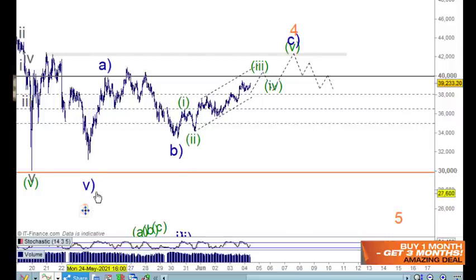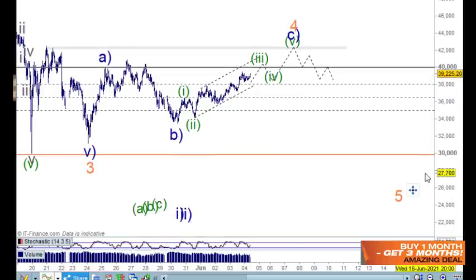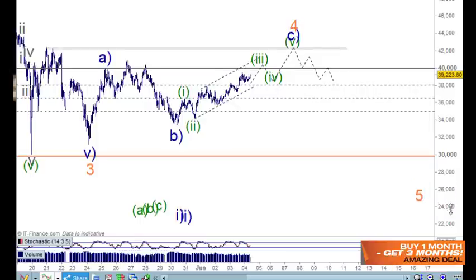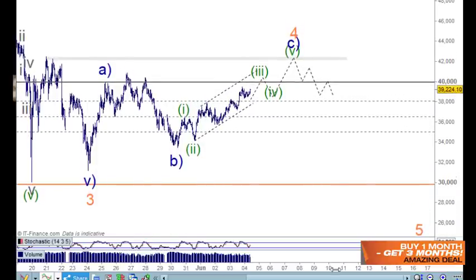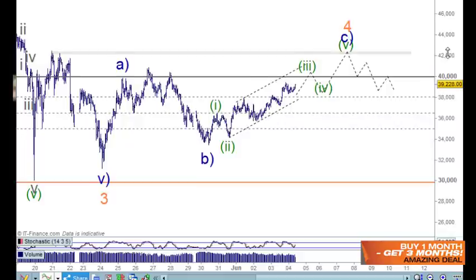And this wave 5 would take out the low of this wave 3 here. So we'd have to end up down at 28,000 to 25,000 for this 5th wave. So if you're a hodler, you might want to think about some futures contracts on the short side, and I will do my best to get you in on that side of it.